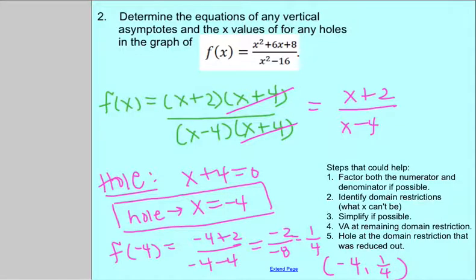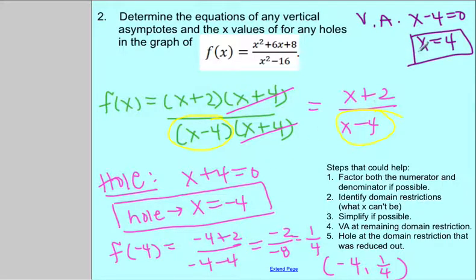Okay. Then my vertical asymptote comes from what's left. Either here or here, it doesn't matter. So my vertical asymptote is when x minus 4 is equal to 0. So at x equals 4, I have a vertical asymptote. So then my hole and my vertical asymptote.